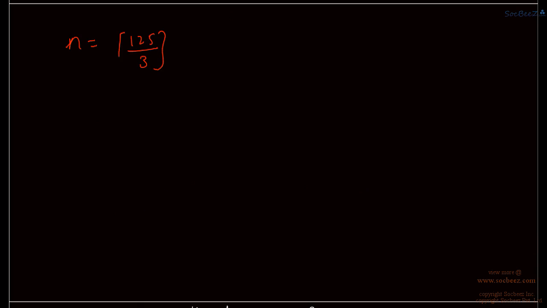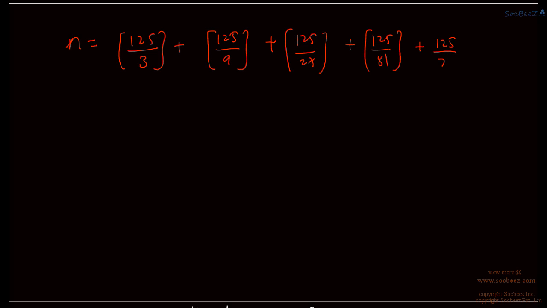That is, n equals 125 by 3 plus 125 by 9, that is 3 squared, right? Similarly 125 by 27, then 125 by 81. Next is 125 by 243. If you look at this term, 125 by 243 is point something, it's less than 1 definitely. The greatest integer function of that will give you 0, right? If you take any other number later on, you'll always get 0, so we need not write any term after this. Till here we will be fine, right?